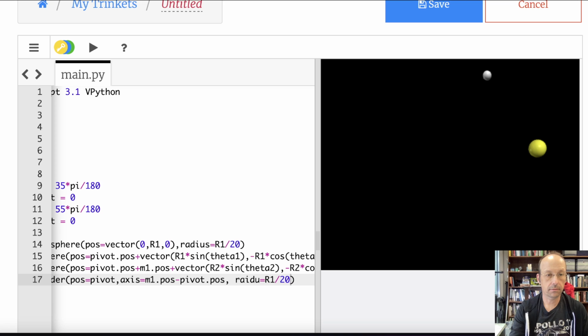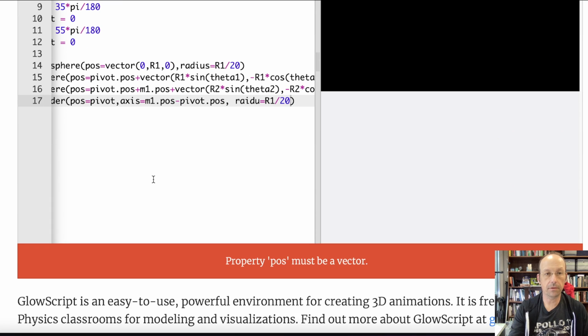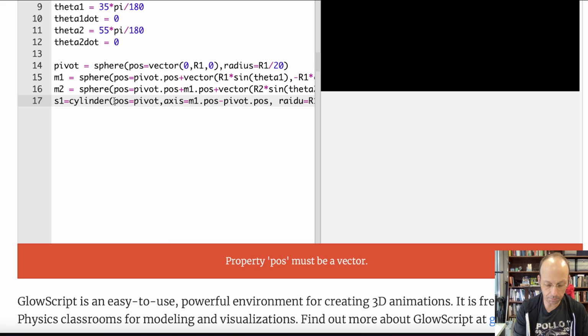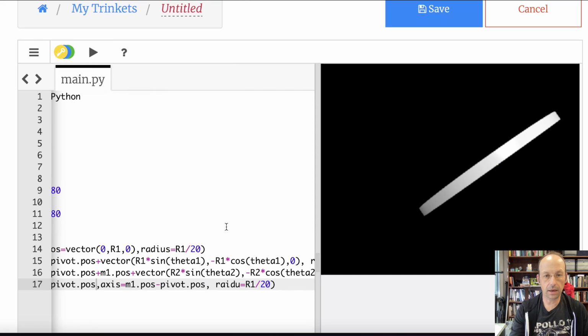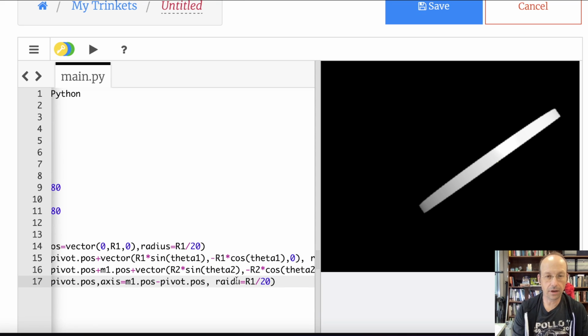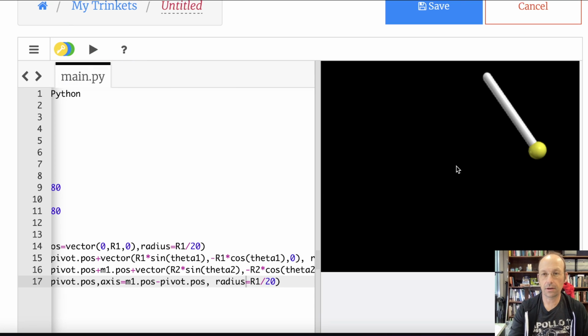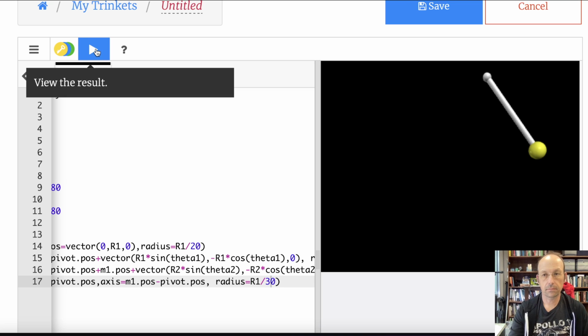And nothing happened. POS must be a vector. What happened? Cylinder equals POS dot pivot. Pivot dot POS. Oh, that's right. Okay. Oh. Radius. It made a radius of 1. Okay, that's a little bit big. Let's make this 30. And that's just aesthetics. It doesn't really matter. Okay, so that's that one.